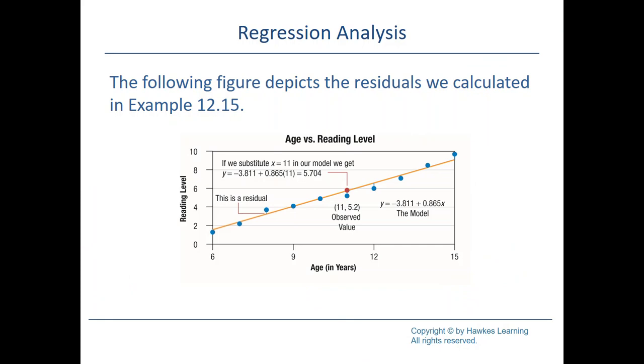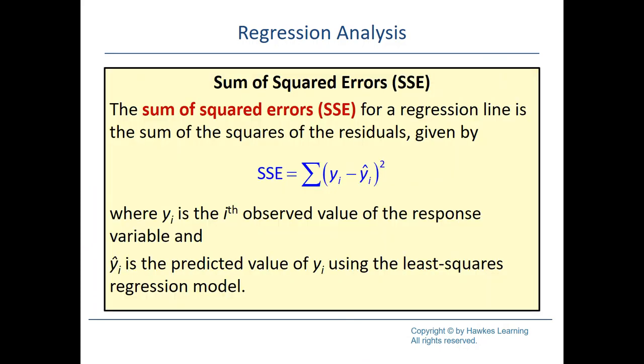Okay, so now that we've talked about residuals, we need to talk about the SSE. SSE stands for the sum of the squared errors. The SSE for a regression line is the sum of the squares of those residuals, given by the following formula: y minus y hat, take that and square it, and you add them all up. It's called the sum of the squares of the errors.